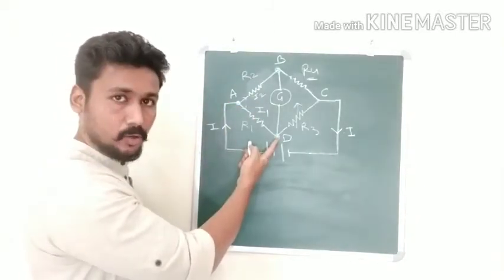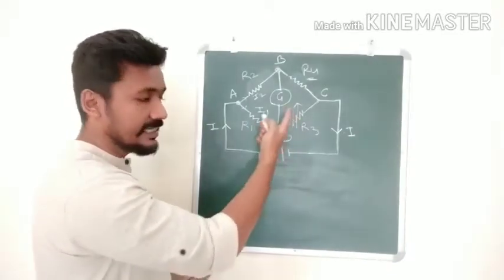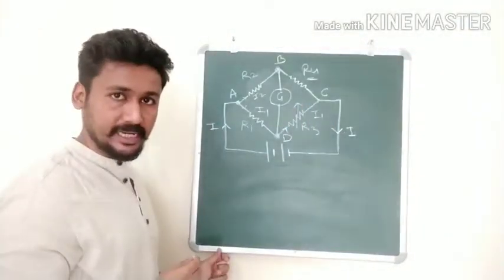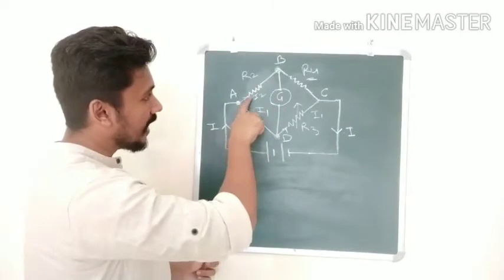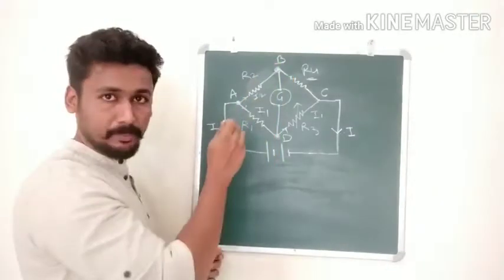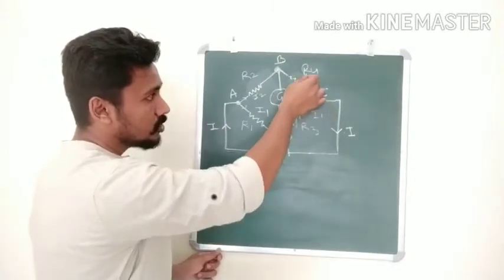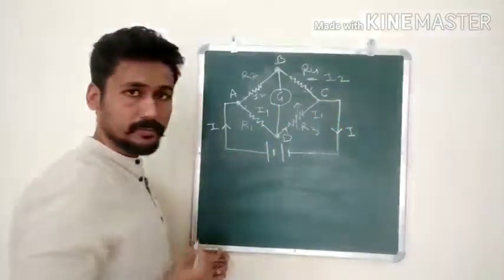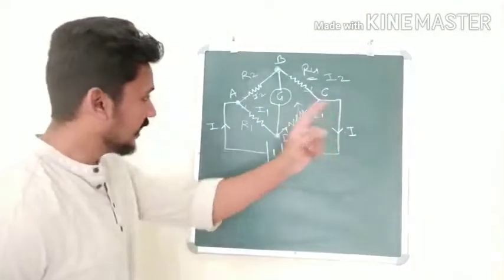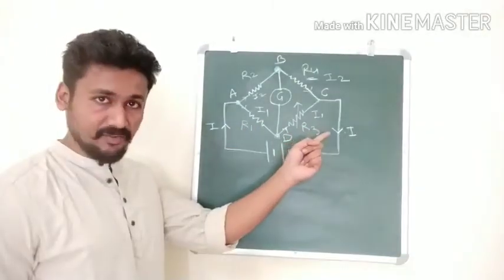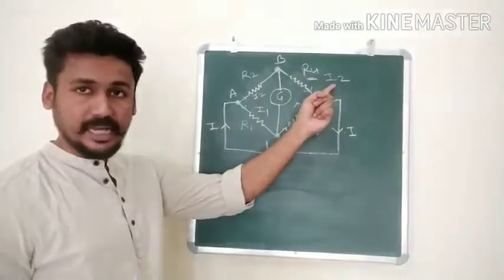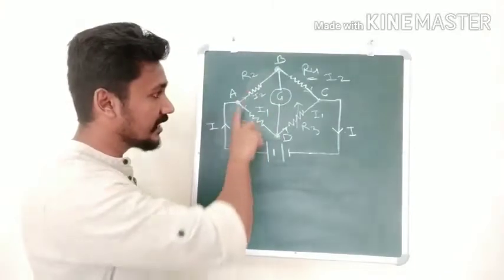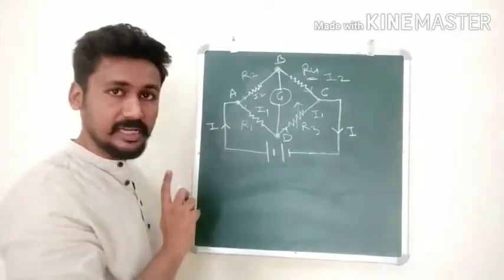I1 reaches D, and because R1 and R3 are connected in series, the current through R3 is also I1. Is that correct? Similarly, current I2 goes through R2, reaches the point B, and from B it goes through R4. How much current will go through R4? The current will be I2. This is very important to understand. From R1 and R3, the current is I1. From R2 and R4, the current is I2. Then the current will reach here and again it will become I. These are the currents that are flowing through our resistors.